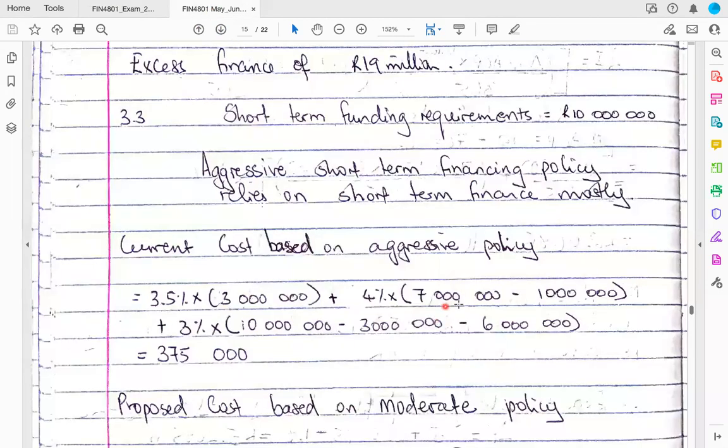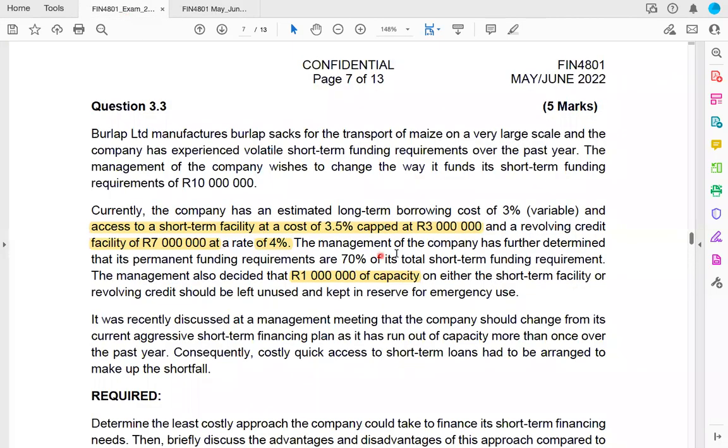So we will use 6 million from the revolving credit facility and leave 1 million. That means we will have raised 3 million from the short-term facility plus 6 million from the revolving credit facility. So that's going to leave us with a need of 1 million. That need of 1 million we will have to get from the long-term borrowing, as it is the only other form of finance that's left.